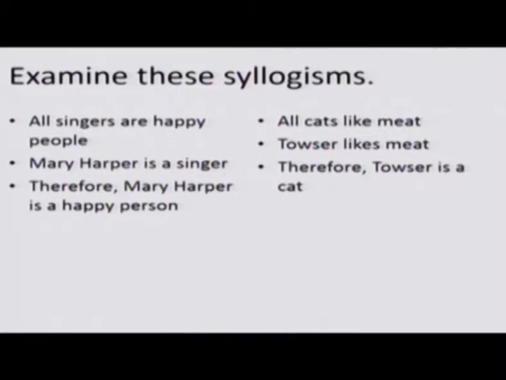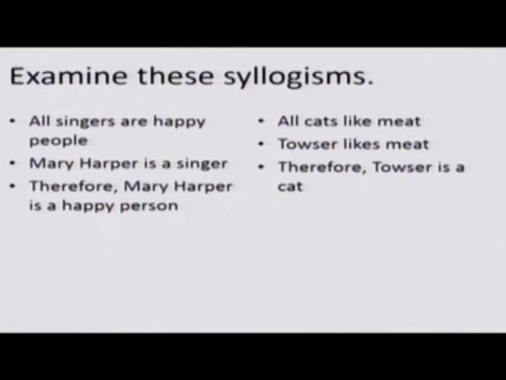Now, Mary Harper is a singer. So, now Mary Harper, if you represent her with a dot, you will put it inside that circle, which is actually a kind of overlap between 2 circles, singers and happy people. So, now Mary Harper is a happy person. So, now this holds good. So, this conclusion is logical.